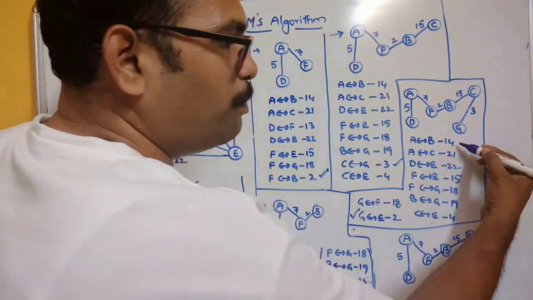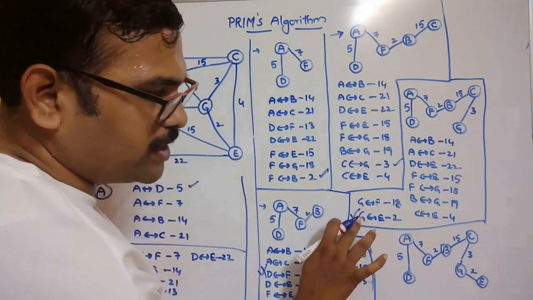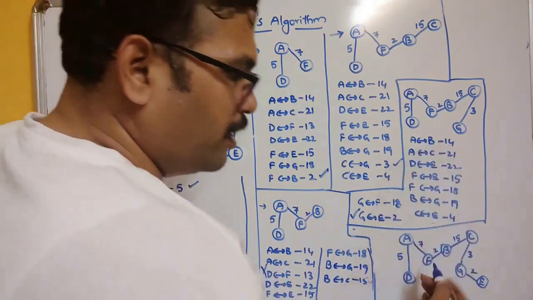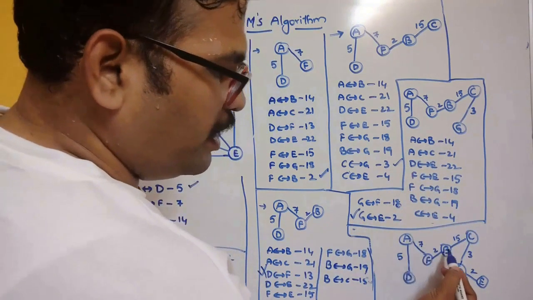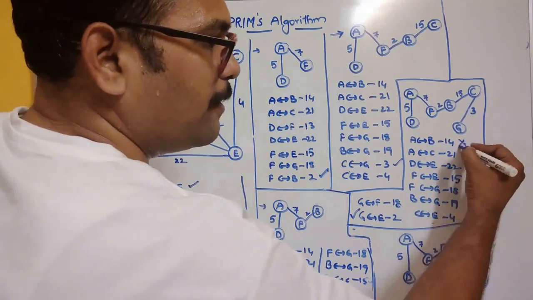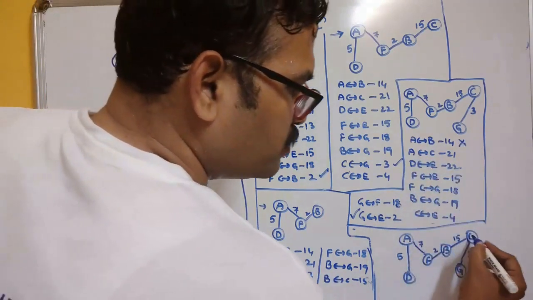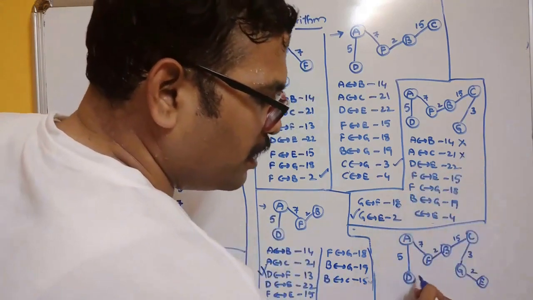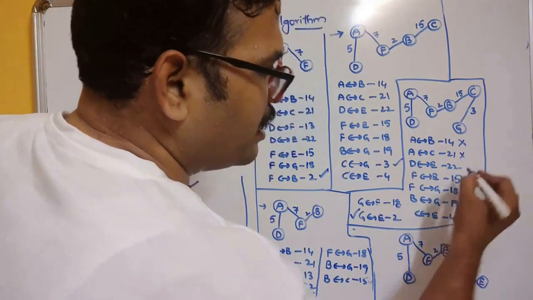So consider this A to B. So we have considered G to E with the 2 and we have included the edge. Consider A to B. If you consider A to B, it forms a cycle. So we should discard. A to C. If you consider A to C edge, right? Again, it's a cycle. D to E. Again, it forms a cycle.